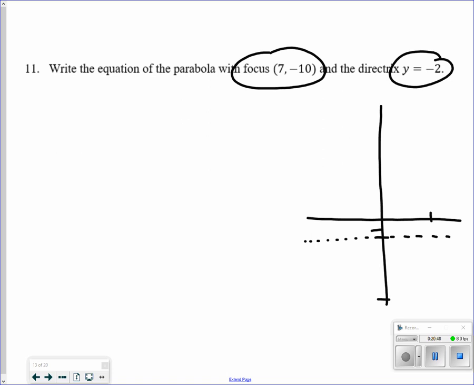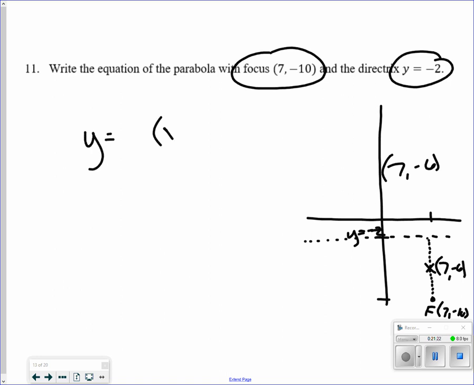(7, -10) is the focus. So I still don't know the vertex, but the vertex would be halfway between these two. So we're talking about a y = 2 line and (7, -10). If I wanted to find the halfway point between those two values, it'd end up being (7, -6), because that would be 4 from one and 4 from the other. So (7, -6). It's a downward parabola. So we're talking about y = (x - 7)^2 - 6. That's what I know so far.